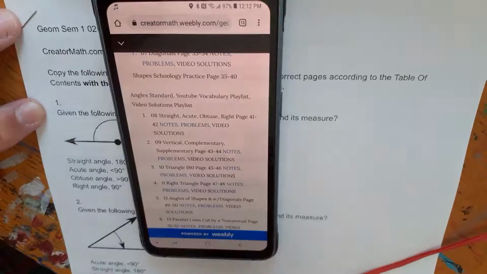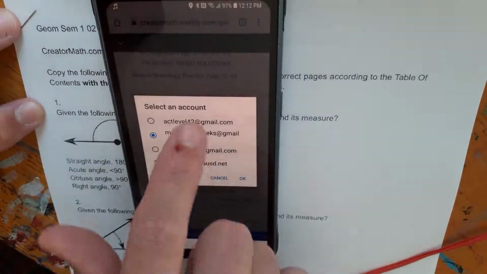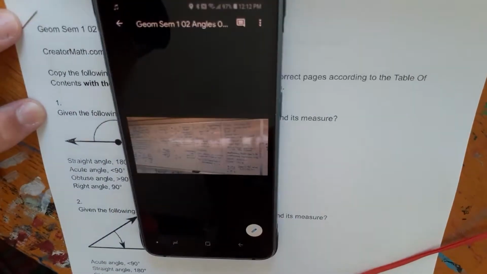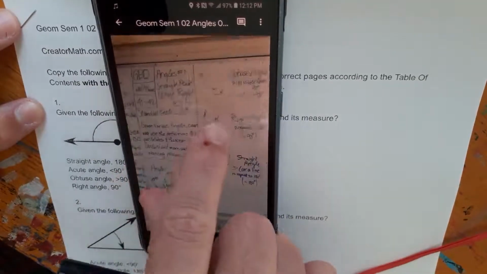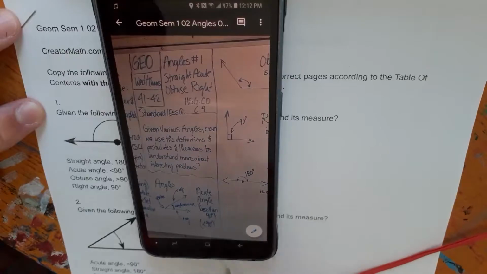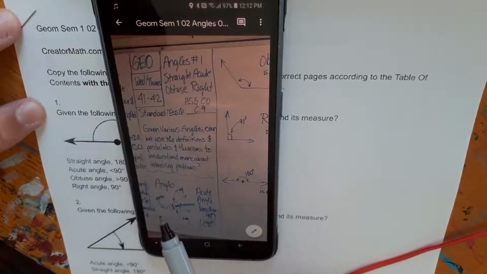Oftentimes I have to load it twice, just so you know. There you go. I saw it kind of flicker, and that way I know it's loaded. Now I can expand it. If it won't expand, reload it. So, let's see. What have we got here?